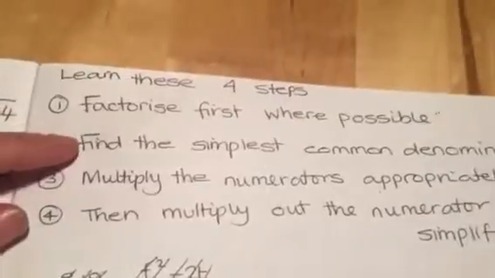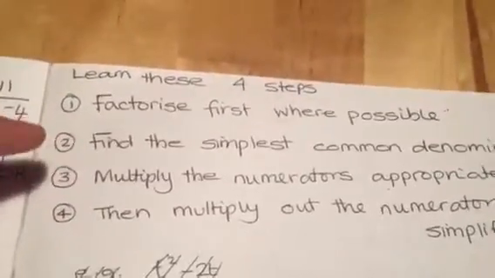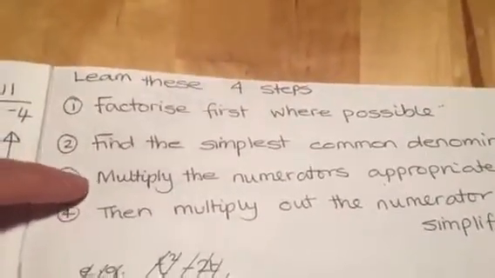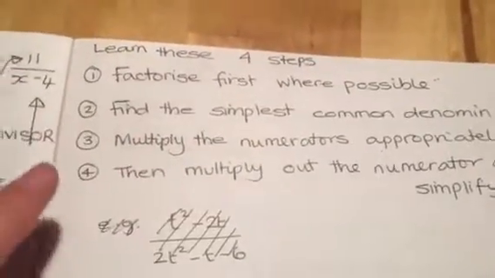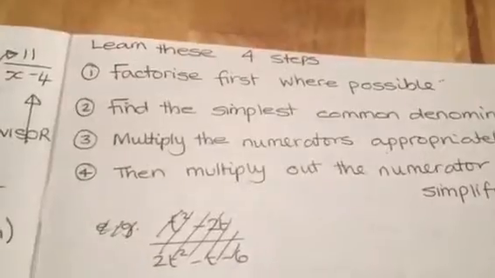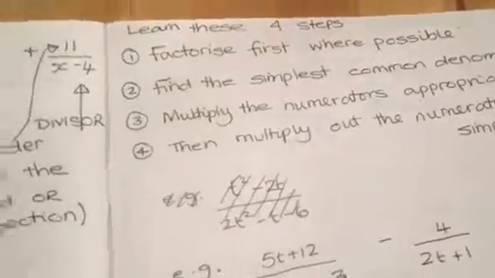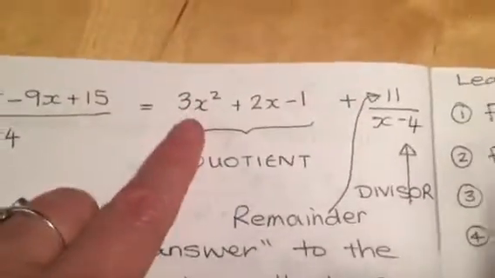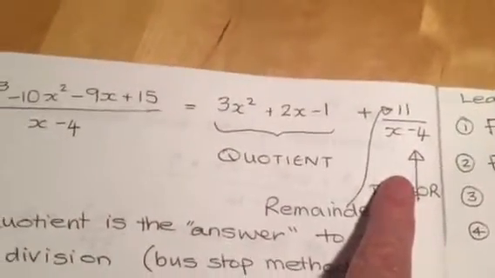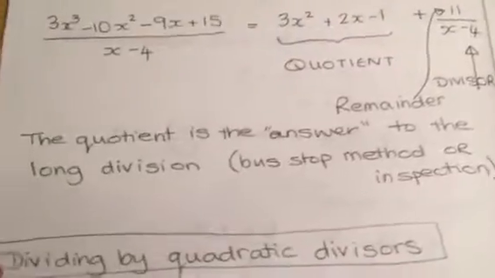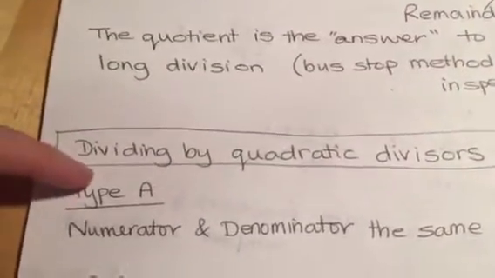If you're adding, there's 4 steps. Factorise first where possible. Find the simplest common denominator. Multiply out the numerators so that they're over that common denominator. And multiply out the numerator and simplify it as far as you can. You need to know the format of a quotient, a remainder and a divisor. And then you need to know how to divide by quadratic division.